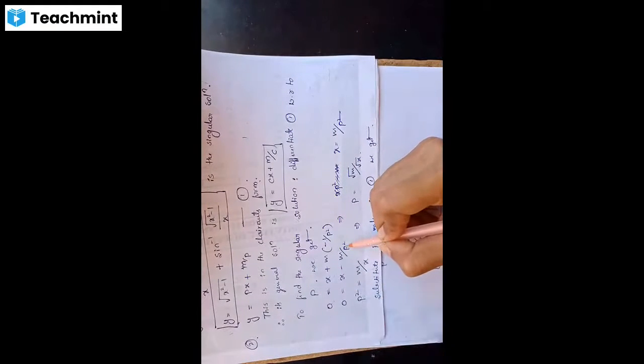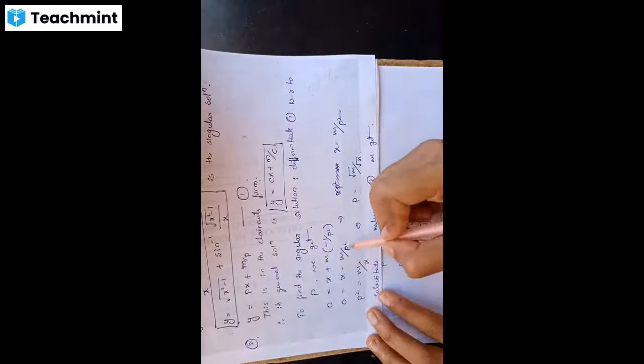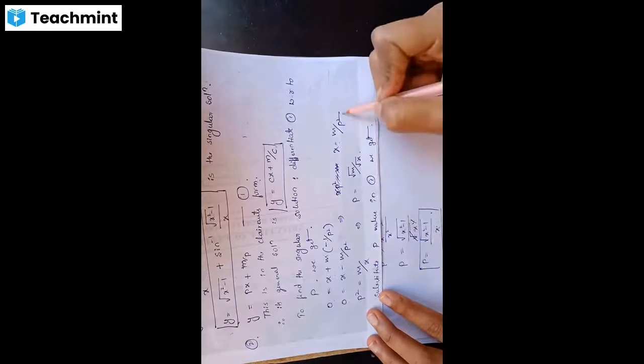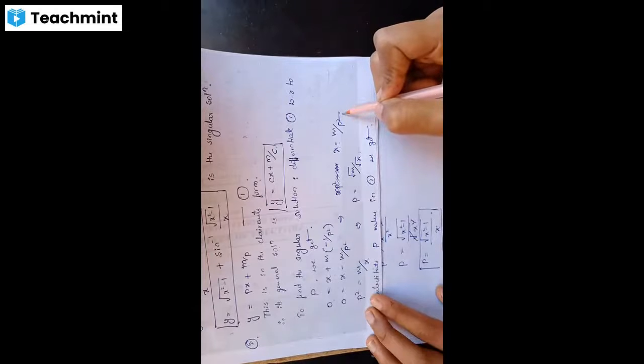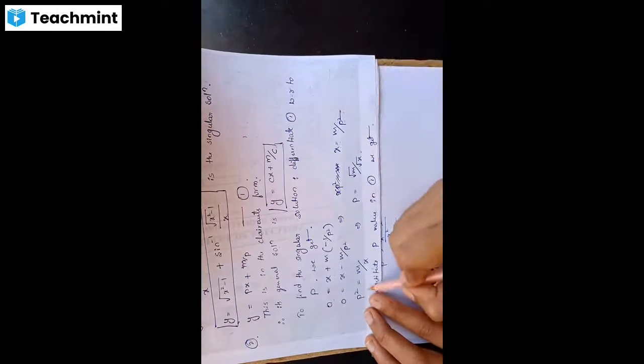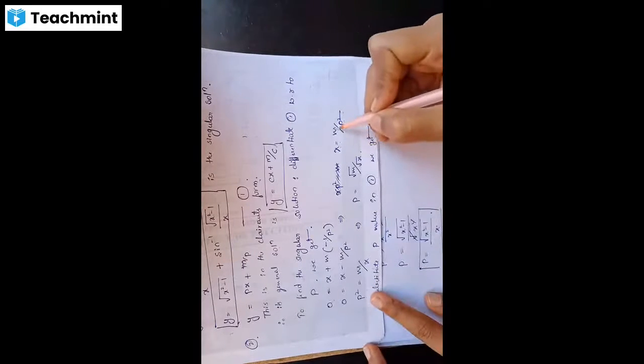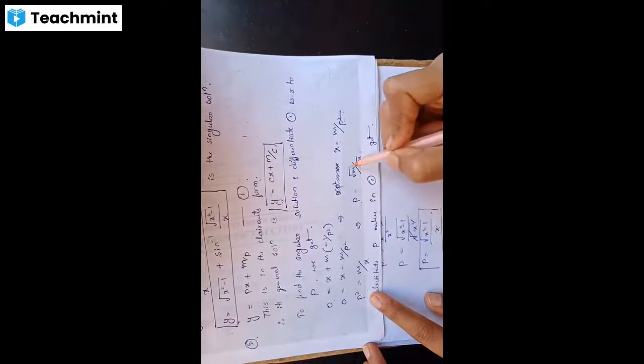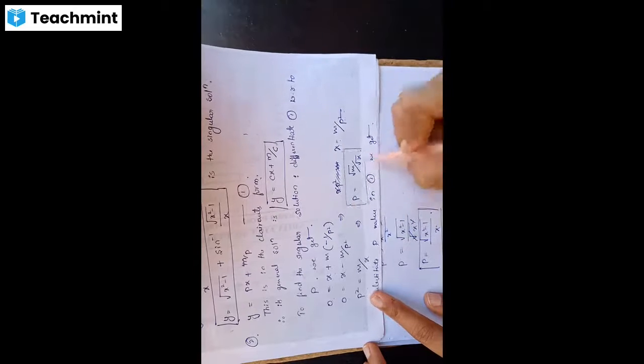If you take this complete m/p² to the left hand side of the equation, you will get x = m/p². So we want the p value, right? Just cross multiply this one. p² = m/x. So p = root m by root x. You got the p value.